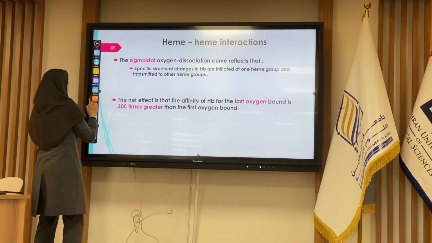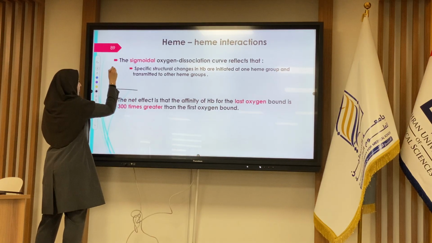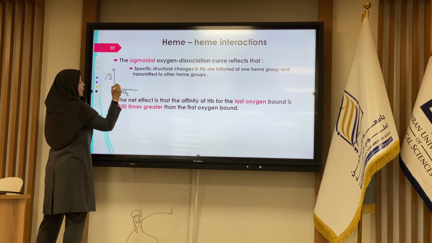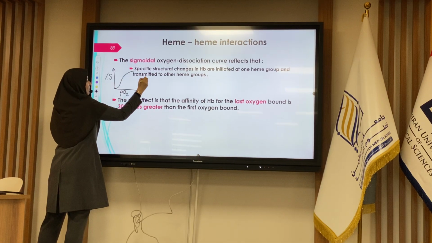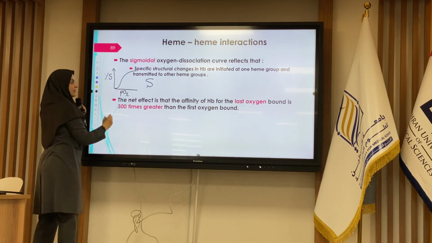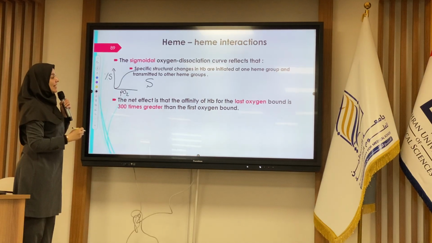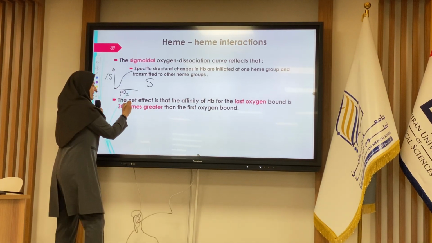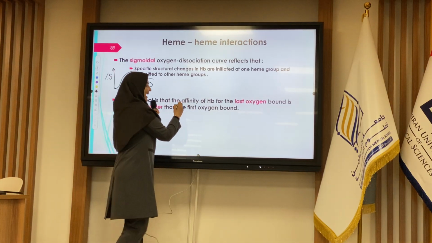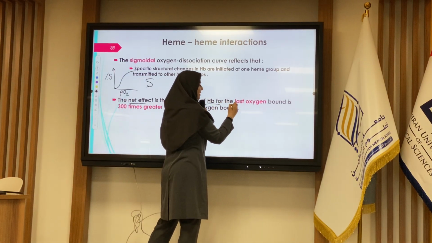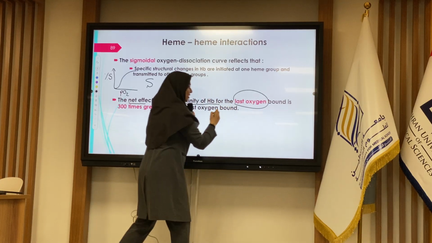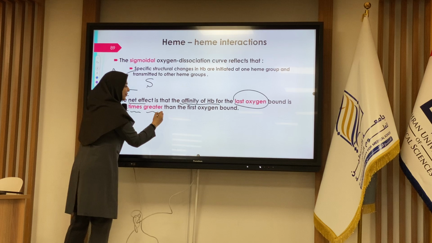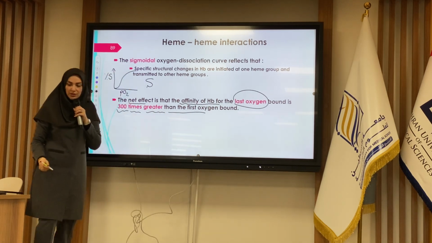Oxygen dissociation curve: percent of saturation against pressure of oxygen for hemoglobin is sigmoidal, because it resembles the letter S. And we say that this is a heme-to-heme interaction. The net effect is that the affinity of the hemoglobin for the last oxygen bound is 300 times greater than the first oxygen. What does it mean?